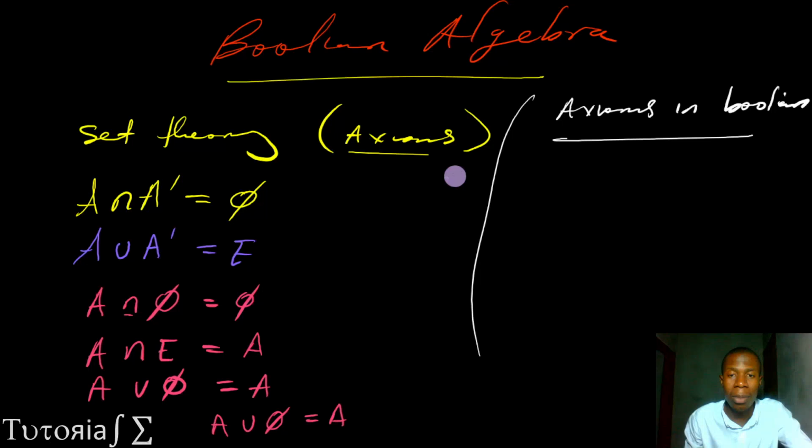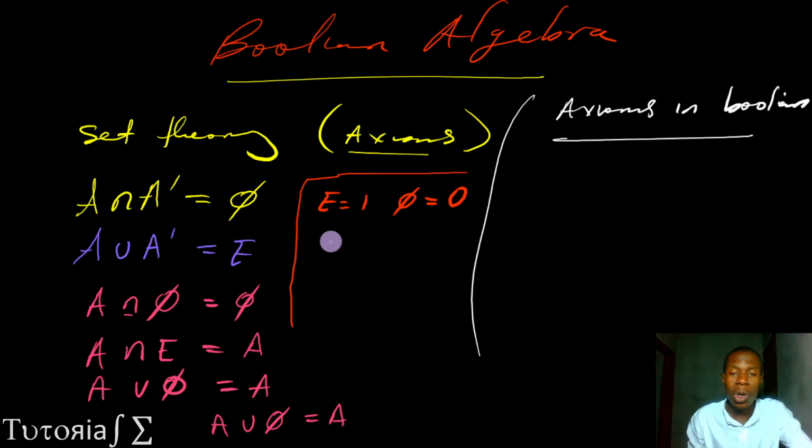Let me say some things that I can talk about even before I talk about the axioms. The universal set in Boolean algebra is represented by 1. Where you see 1, think about the universal set, and where you see 0, just think of an empty set. So 0 will be an empty set, and 1 will be the universal set.